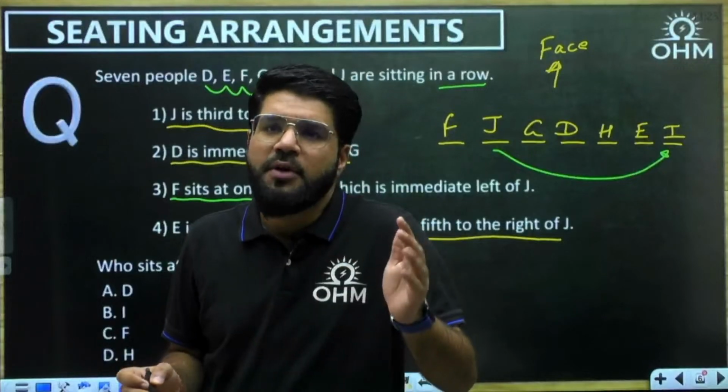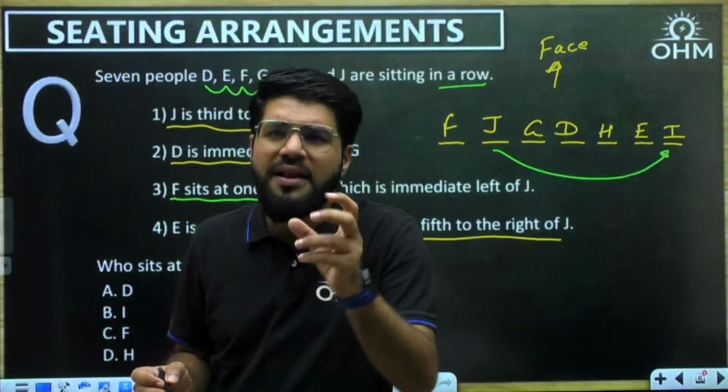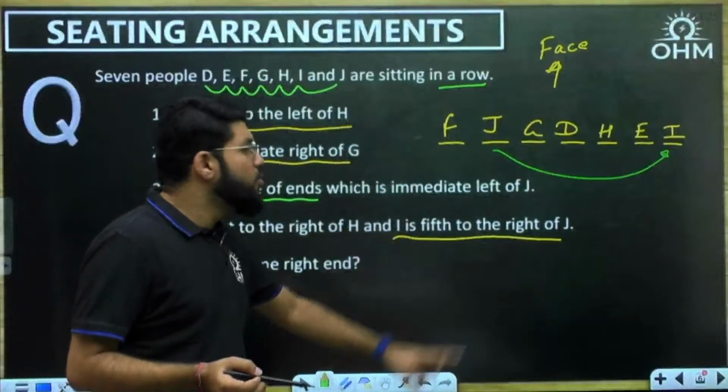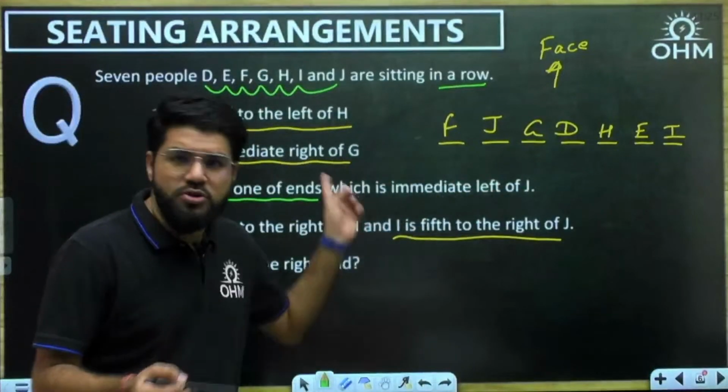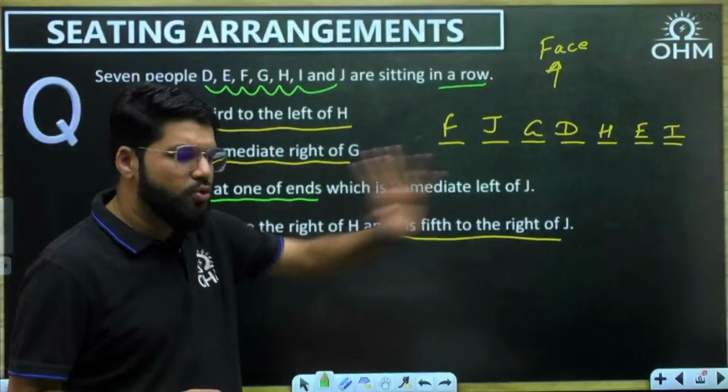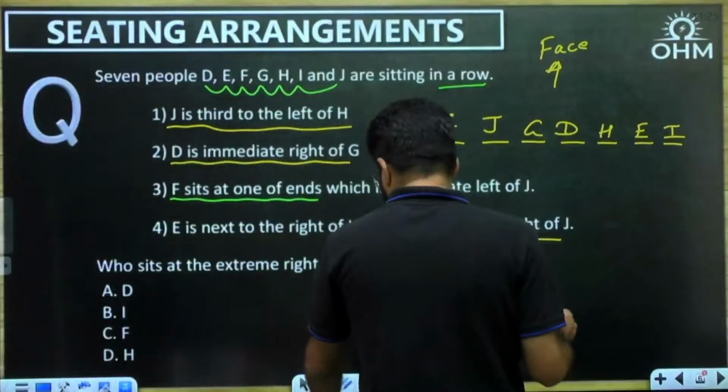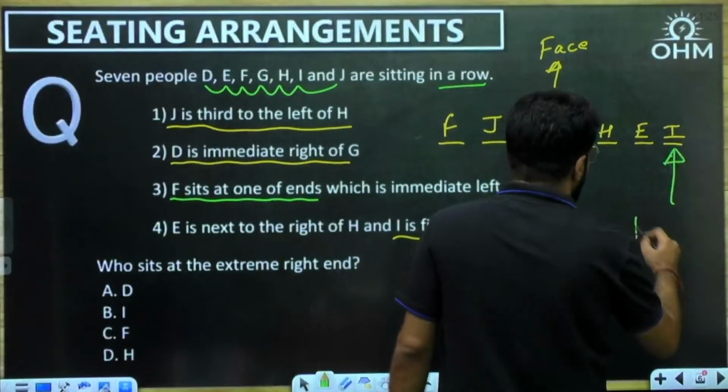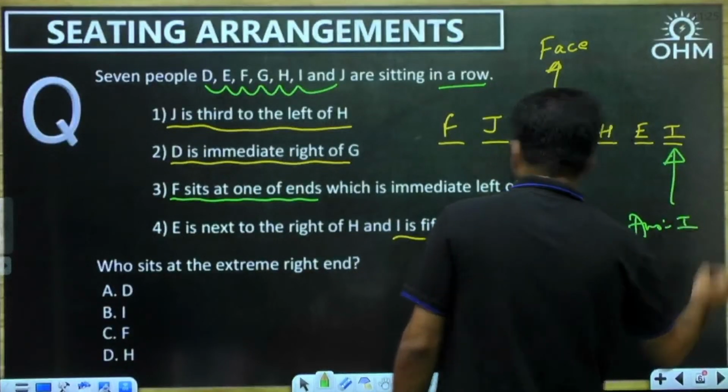But why I completed it? Because there can be a statement and any type of question. Again, they may ask who is at the middle, who is at the right, who is at the left. They can ask anything. So I have completed the sequence. You should always know how to complete the sequence. Okay, so immediate right. This is immediate right. Answer is I.